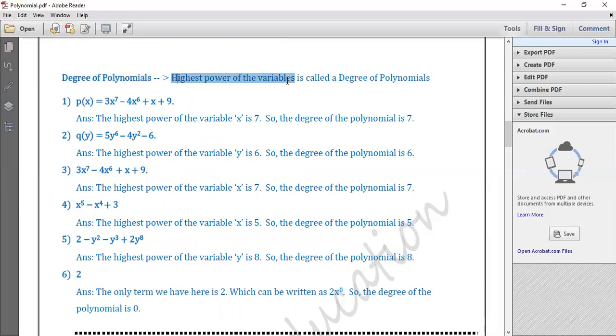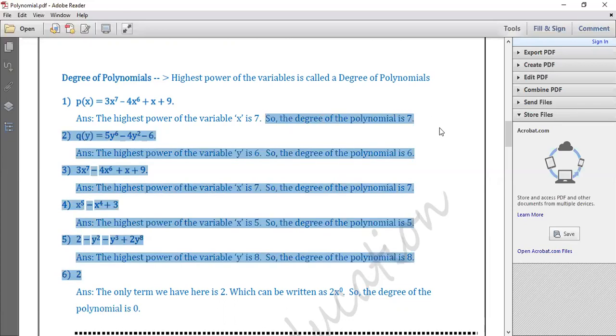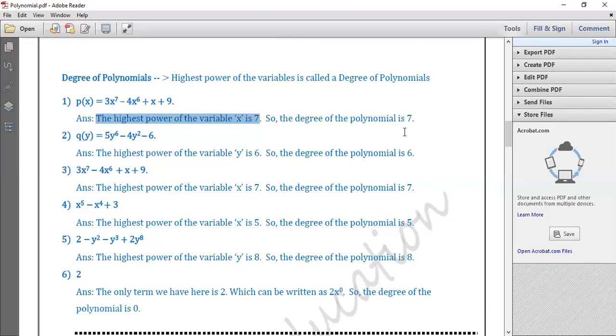Degree means the highest power of the variable is called the degree of the polynomial. Again, highest power of the variable. Here, first example I have given: 3x power 7 minus 4x power 6 plus x plus 9. So x power 7, 7 is the biggest one, because 7 is bigger than 6. So the answer is the highest power of the variable x. The variable here is x. The highest power of x is 7. So the degree of the polynomial is 7.